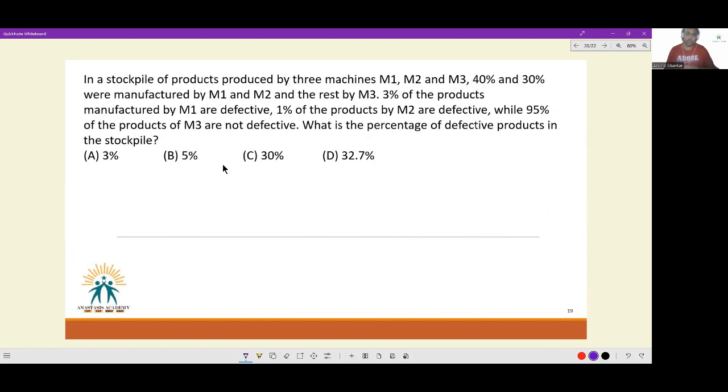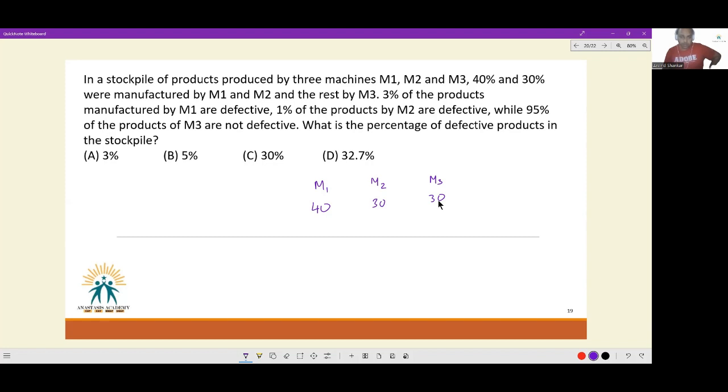Okay, the next question. In a stockpile of products produced by 3 machines, M1, M2, and M3, 40% and 30% were manufactured by M1 and M2 and the rest by M3. Okay, very convoluted way of saying 40, 30, 30. M1, M2, M3. 40%, 30%, and 30%.